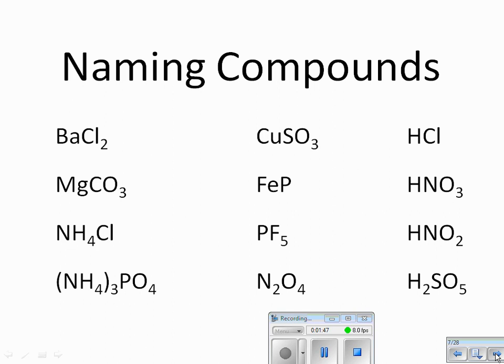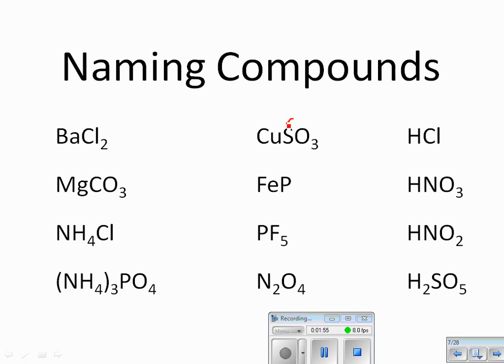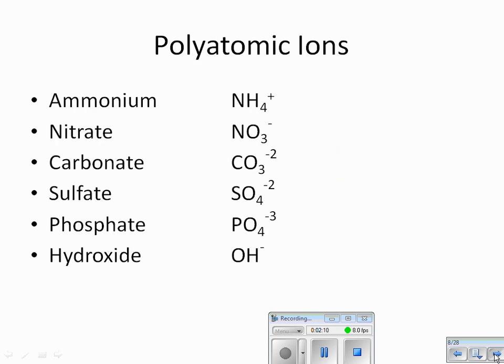All right, so let's go back to our compound. How do we figure out what the charge is on copper sulfate? Well, the way we do that is we're going to take a look at what it is bonded to. In this instance, it is not bonded to a monatomic anion, it is bonded to a polyatomic. So let's take a look at our polyatomic ions and find it.